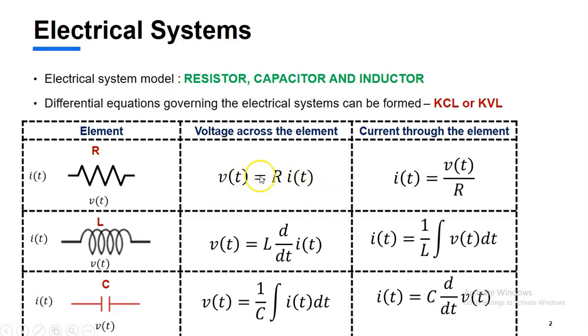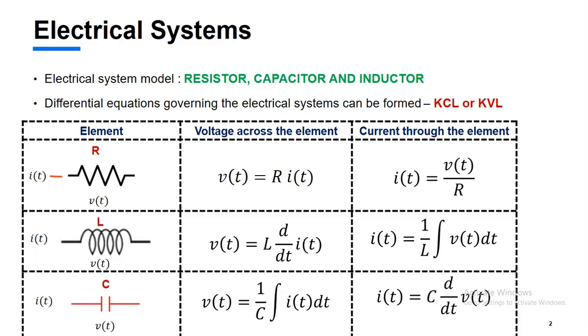This particular table represents the voltage current relationship in resistor, inductor and capacitor. If you take the resistor, the current flowing through which is I of t, because of that there is a voltage drop. The voltage across the resistor V of t equals R into I of t using Ohm's law. I of t is nothing but V of t by R.